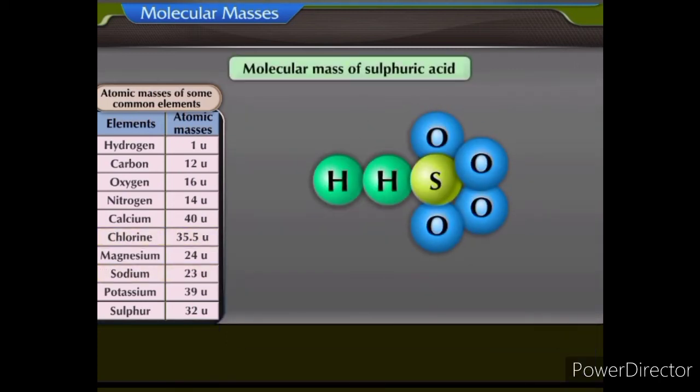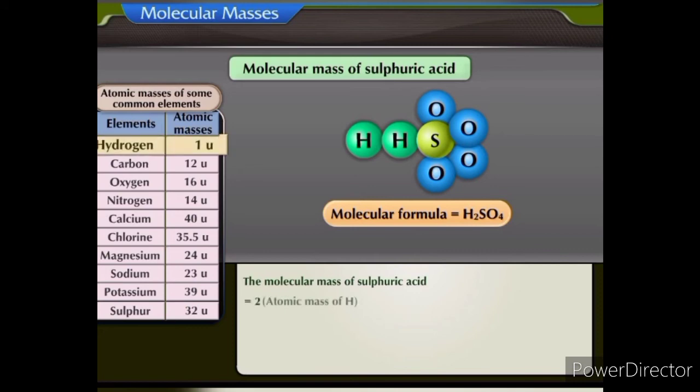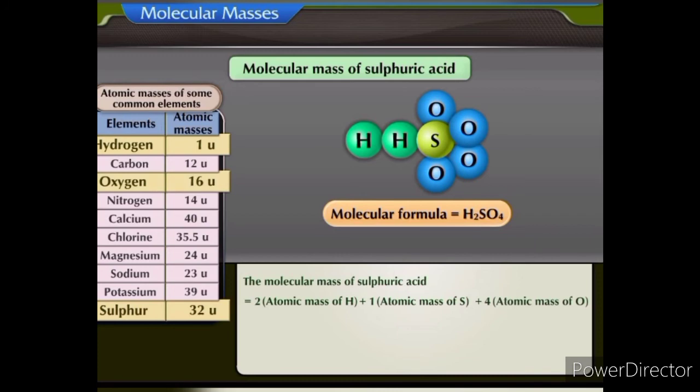Molecular mass of sulfuric acid. The molecular formula of sulfuric acid is H2SO4. The molecular mass of sulfuric acid is equal to 2 multiplied by the atomic mass of hydrogen plus the atomic mass of sulfur plus 4 multiplied by the atomic mass of oxygen. This is equal to 2 multiplied by 1 plus 32 plus 4 multiplied by 16, which is equal to 98. Therefore, the molecular mass of sulfuric acid is 98 units.